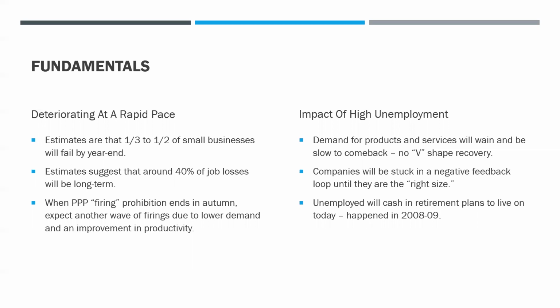And in the autumn, when the payroll protection program starts handing out their loan forgiveness, right after that, you're going to see another wave of unemployed. Why? Because these companies are going to suffer from lack of demand, so they'll need fewer employees. And these people will end up on the unemployment system as well.